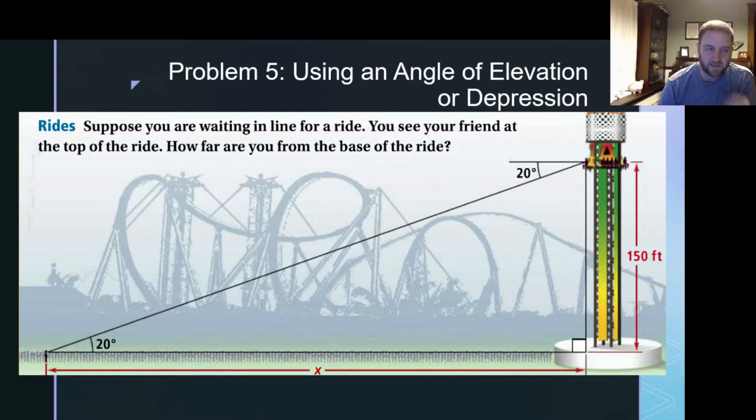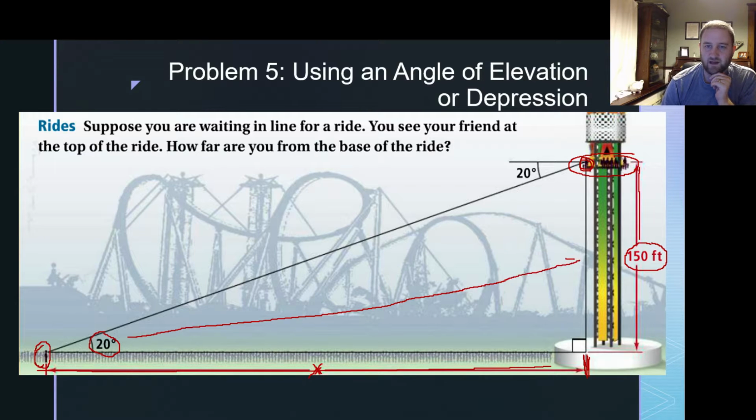All right, so suppose you are waiting in line for a ride. You see your friend at the top of the ride. So you are right here, this tiny little person, there's all these people in line for this ride. How far are you from the base of the ride? Your friend is way up here at the top of the ride. They are 150 feet up in the air, and we are trying to figure out how far we are from the base of the ride right here. Well, this angle right here is 20 degrees. We know the opposite side is 150, and we're trying to figure out the adjacent side.